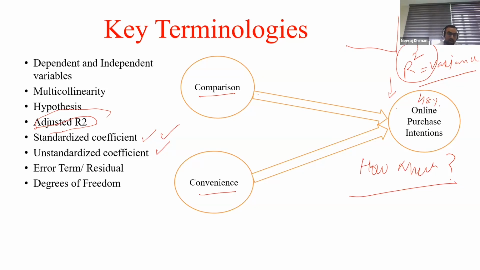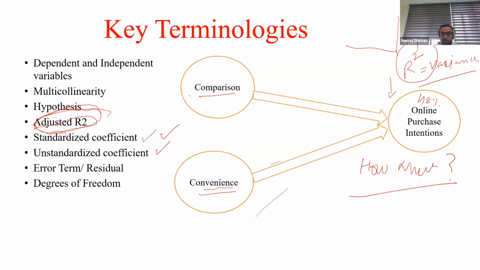Now, talking about adjusted R square, it is the variation that comes after introducing multiple variables. Just imagine we have one independent variable predicting online purchase intentions, and the moment we introduce convenience here, we look at what the adjusted R square is.